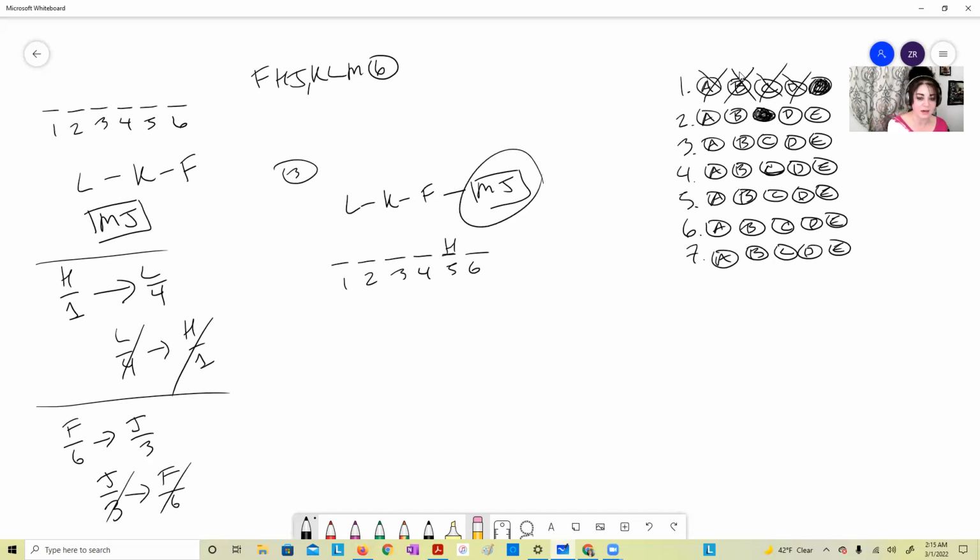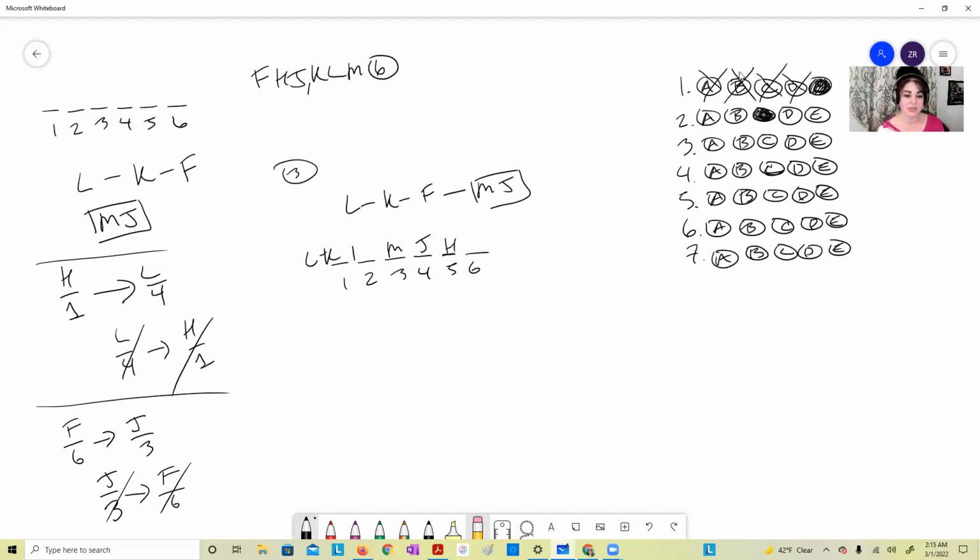This is the key to that, because we need M and J to be right next to each other. So because of that, I would have to put MJ maybe here. Where would L, K, and F be? They wouldn't be able to smush. It wouldn't work. We wouldn't have room for them.